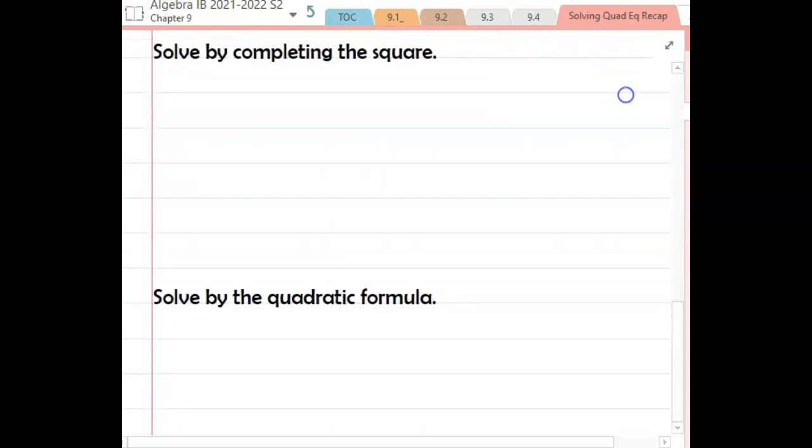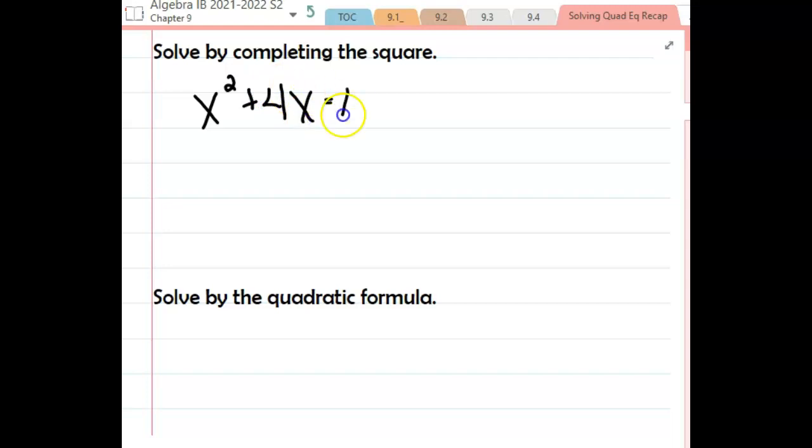Okay, now, completing the square. You guys were getting really, really good at completing the square last week. I was really proud of you guys because it's definitely not an easy thing to do. So let's practice one with completing the square. So it says x squared plus 4x equals 10.